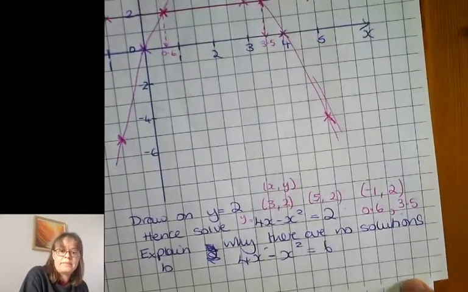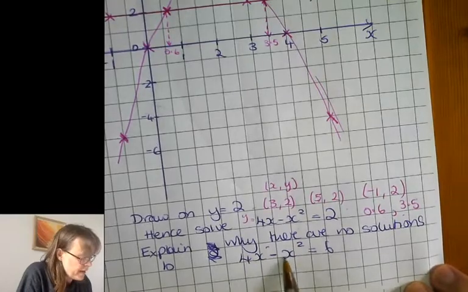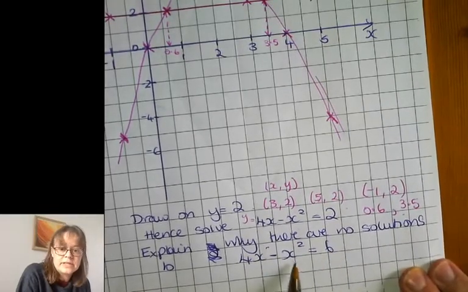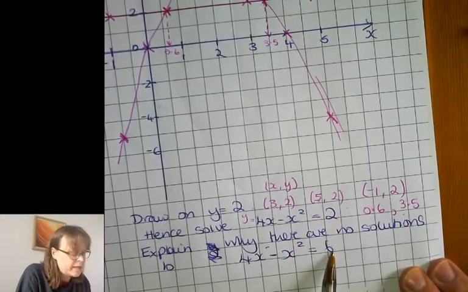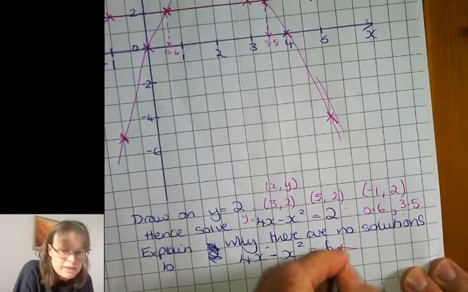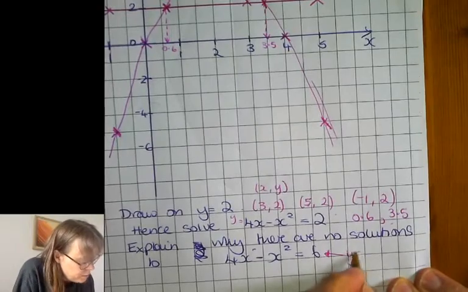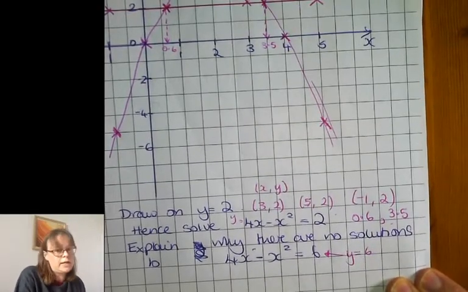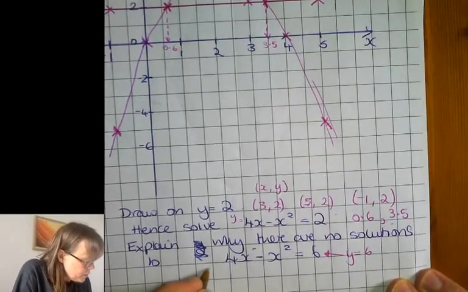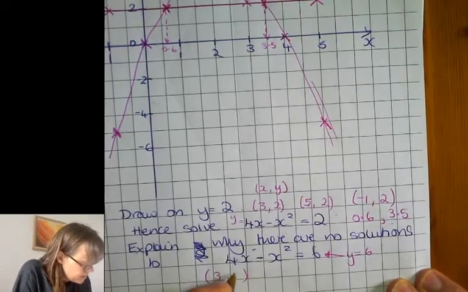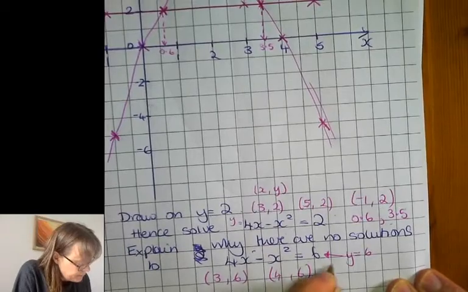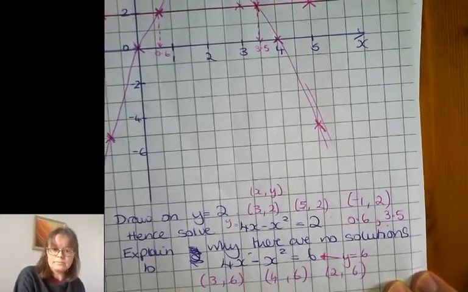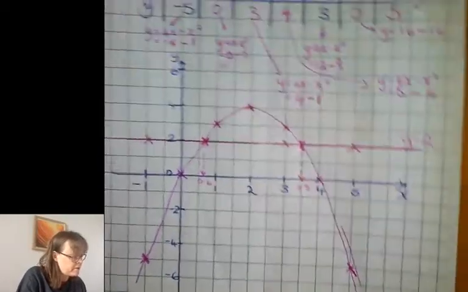Lastly, it says, explain why there are no solutions to 4x minus x squared equals 6. Well, again, this is the curve we've got already, but we haven't got this line yet. So what I'm going to do first is draw the line y equals 6. And again, either I just know what that looks like, or I write a list of coordinates that have a y value of 6. And I plot those on my graph.